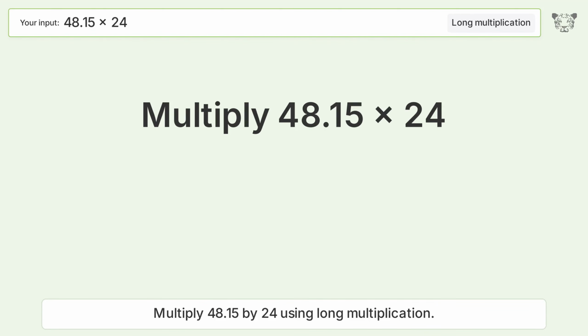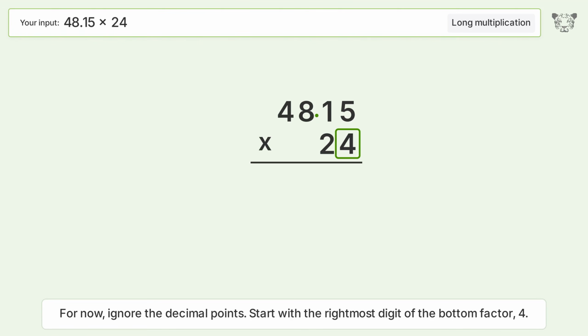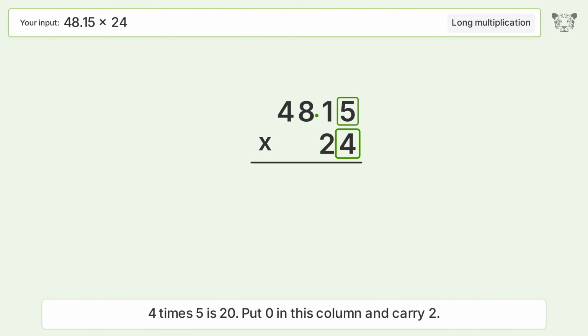Multiply 48.15 by 24 using long multiplication. For now, ignore the decimal points. Start with the rightmost digit of the bottom factor, 4. 4 times 5 is 20. Put 0 in this column and carry 2.